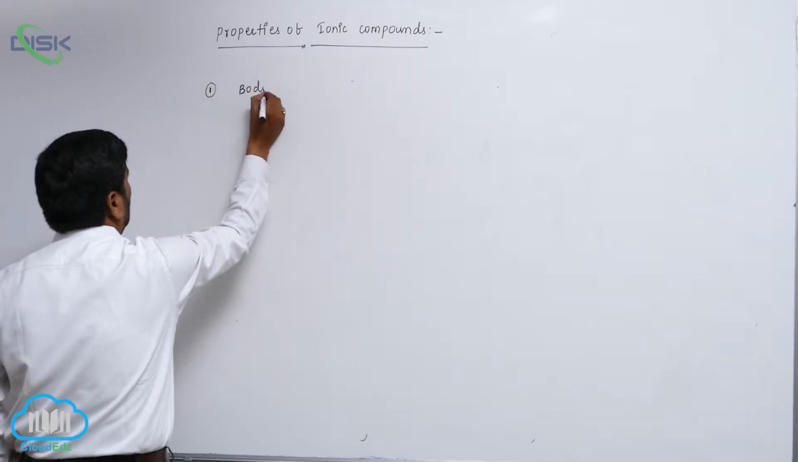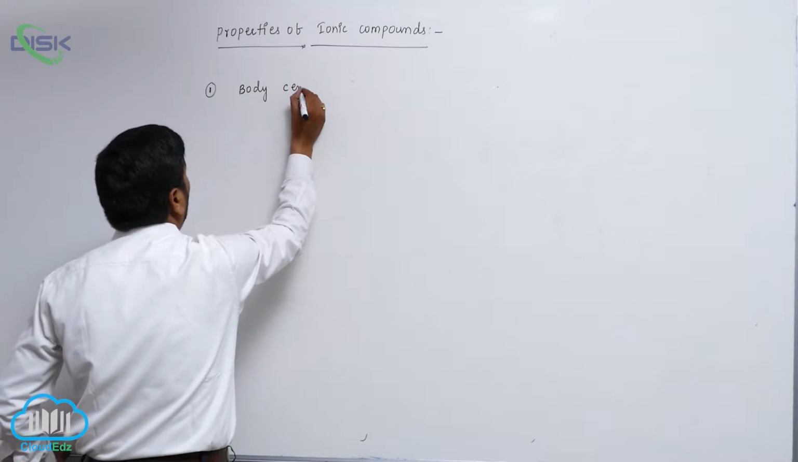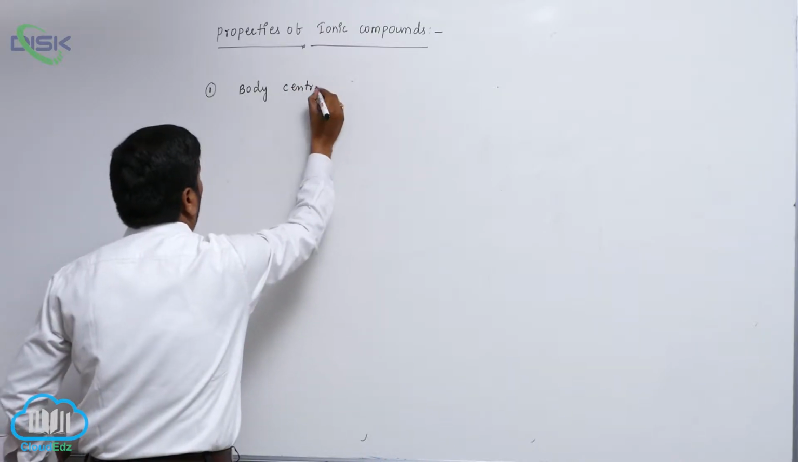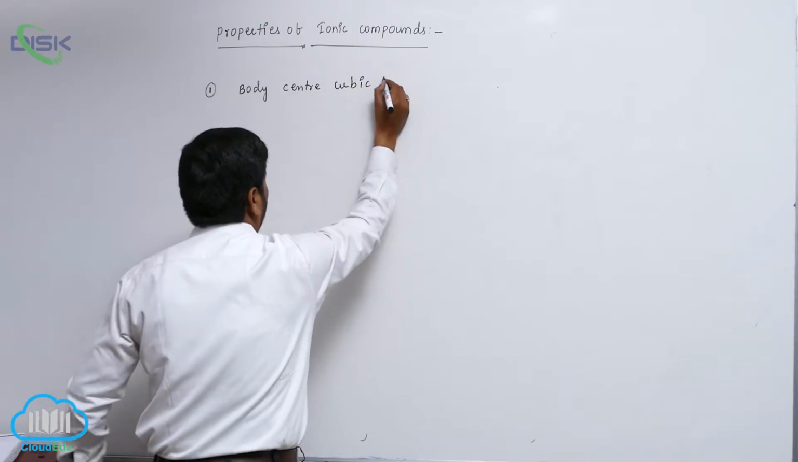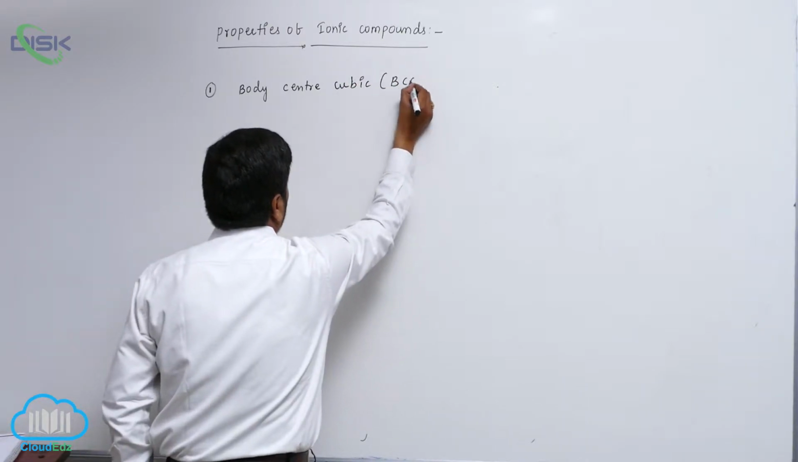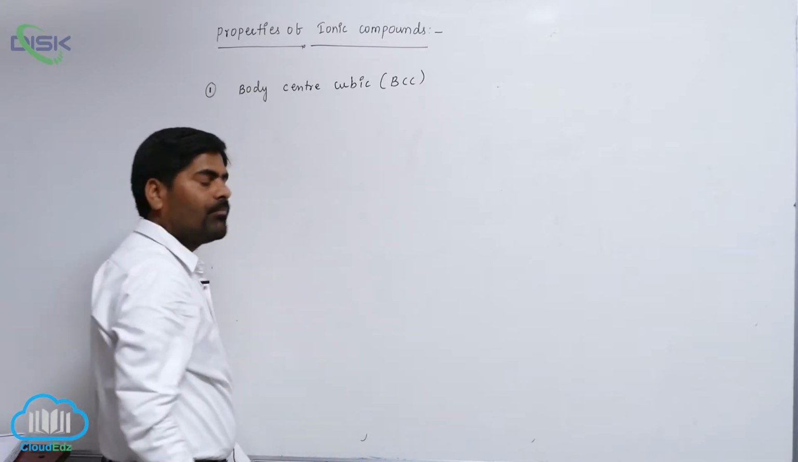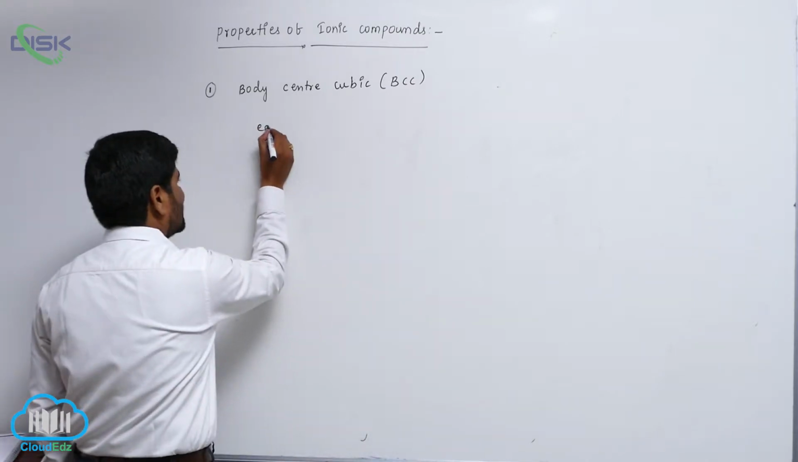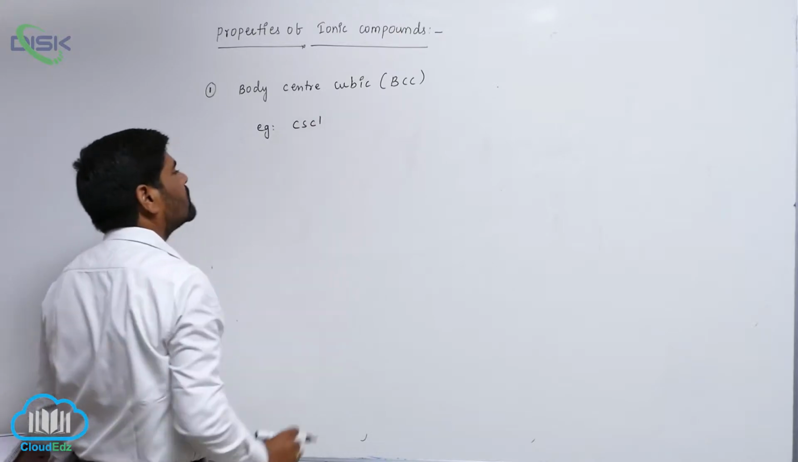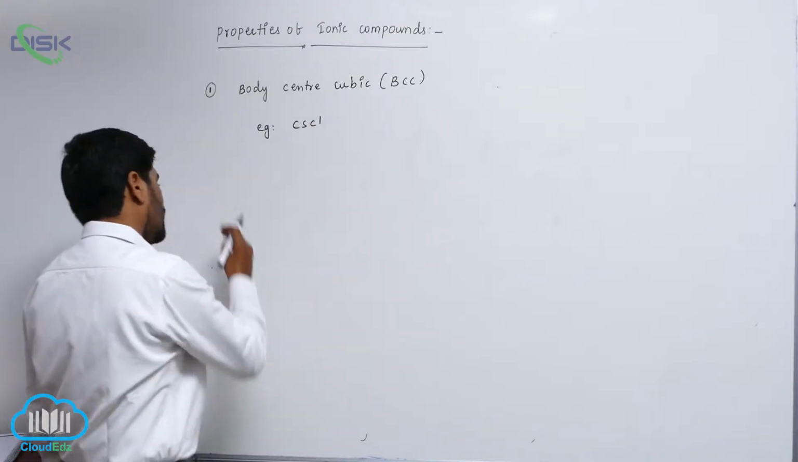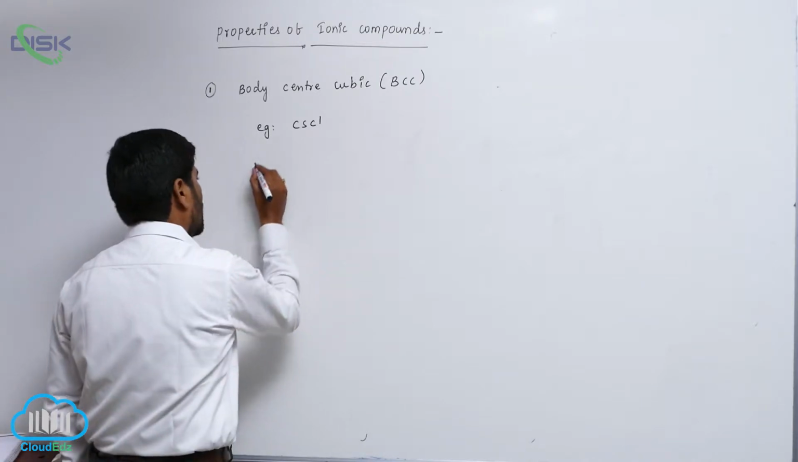Body center cubic. It is denoted as BCC. An example for this particular crystal is cesium chloride.